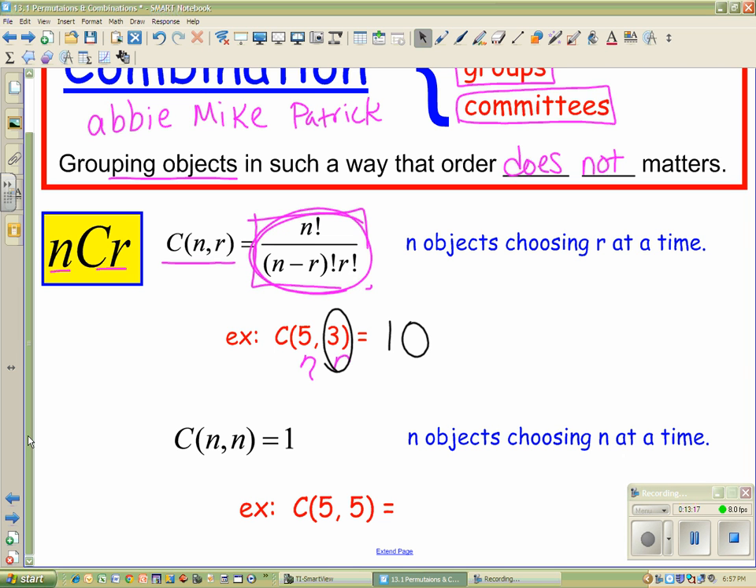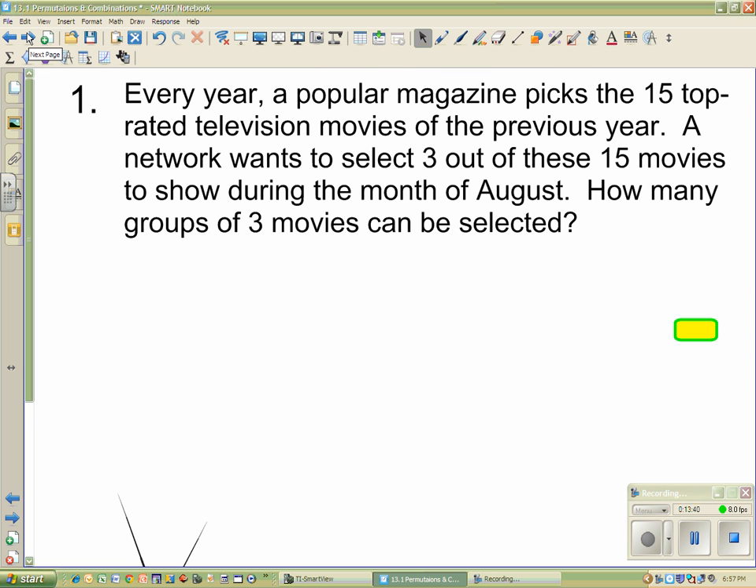If I have a combination where the numbers match up, so I've got n things and I'm choosing all n of them, it will turn out to be 1. There's one way of choosing 5 things out of a total of 5, because I can make one group of those 5 items. So that turns out to be 1. All right, now there's a bunch of examples, and let's walk through a few.